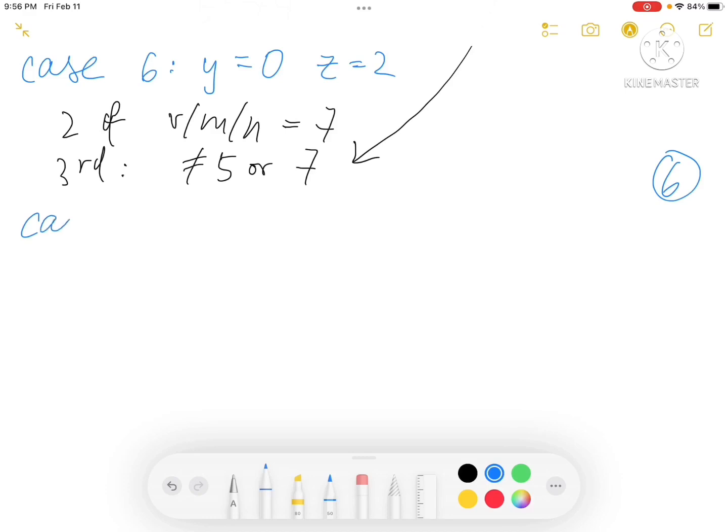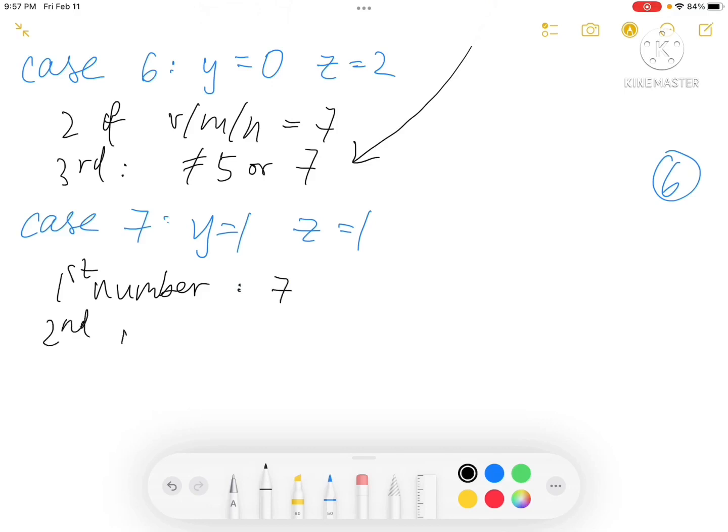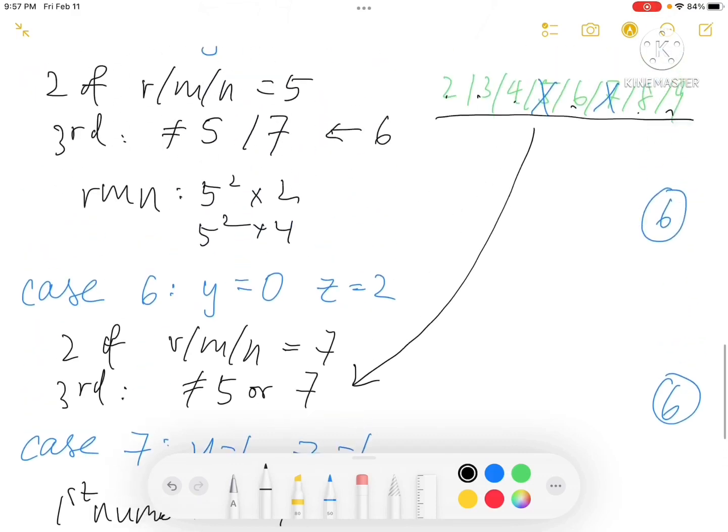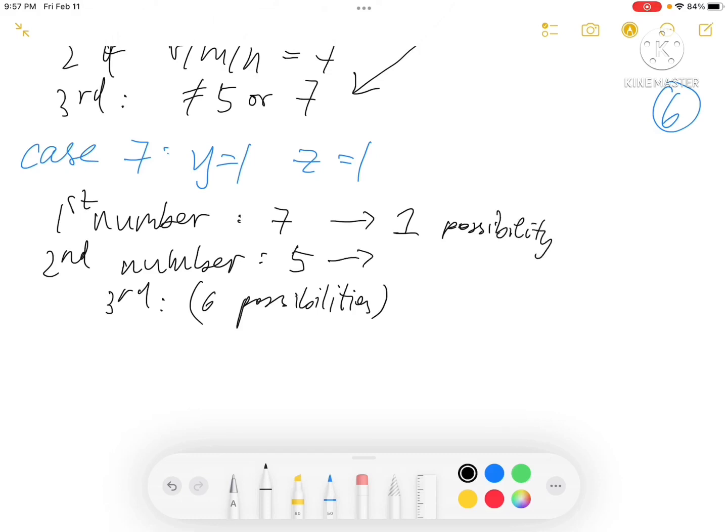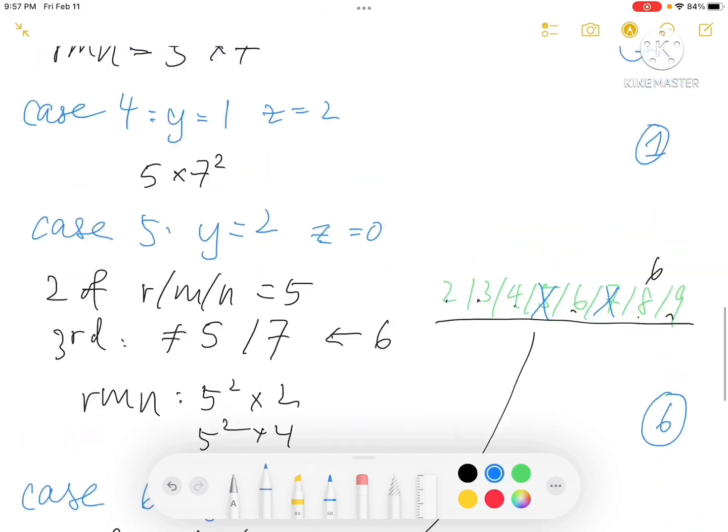Okay, now we have another case. Case 7, when y is equal to 1 and z is equal to 1. This is quite similar to cases 5 and 6. So the first number is supposed to be 7. The second number is fixed. The second factor is 5. So we have 6 more choices for the third number. There are 6 possibilities over here, and here there's only one possibility. So for case 7, there's a total of 6 values for R, M, and N.